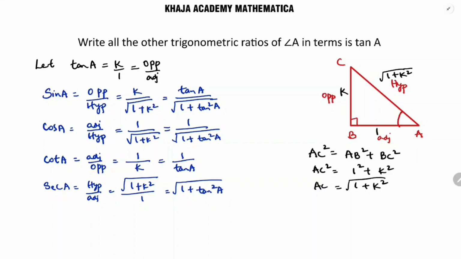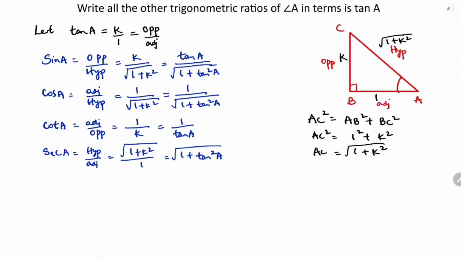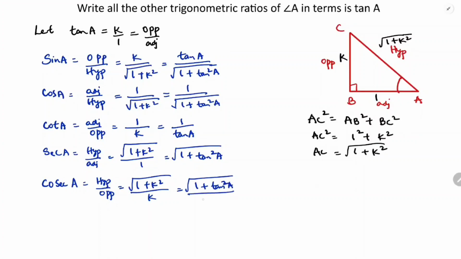Next, the last ratio, cosec A. Cosec A ratio is hypotenuse by opposite. So hypotenuse is under root 1 plus k square, by opposite which is k. So wherever it is k, just write tan. Under root 1 plus tan square A by tan A. So all the ratios, sin, cos, cot, sec, cosec, we got in terms of tan.